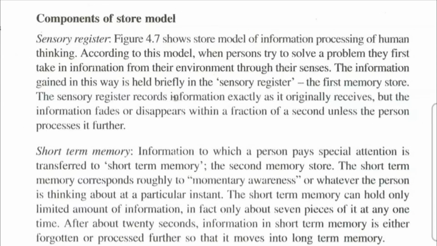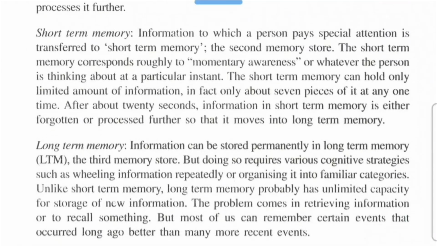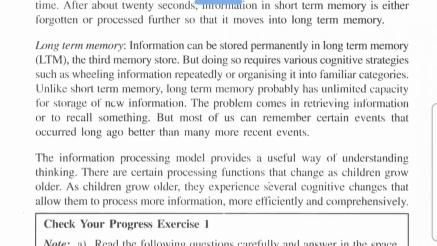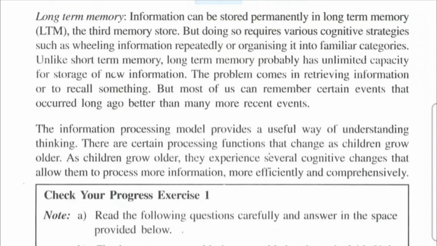2. Short-term memory. Information to which a person pays special attention is transferred to short-term memory, the second memory store. Short-term memory corresponds roughly to momentary awareness, or whatever the person is thinking about at a particular instant. Short-term memory can hold only a limited amount of information, typically about 7 pieces at one time. After about 20 seconds, information in short-term memory is either forgotten or processed further so that it moves into long-term memory.